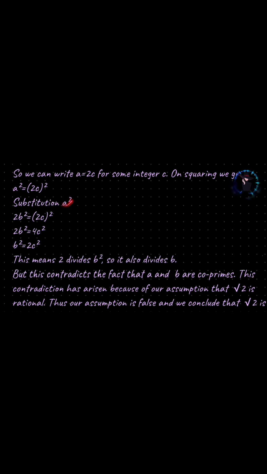We'll square it again. a square is equal to 4c square. Now, we will substitute the value of a square in the above equation, where 2b square is equal to a square, right? Instead of a square, we will write this value 4c square. 2b square is equal to 4c square. We'll just cancel 2: 1 twos are 2, 2 twos are 4. Then b square is equal to 2c square.